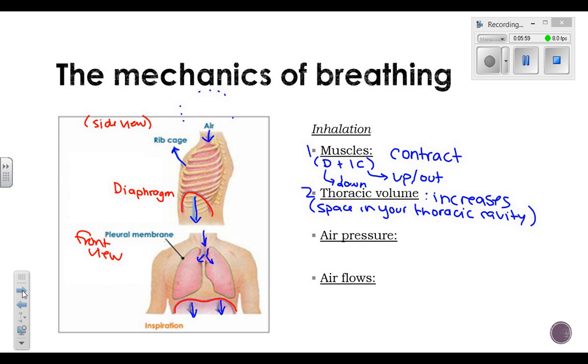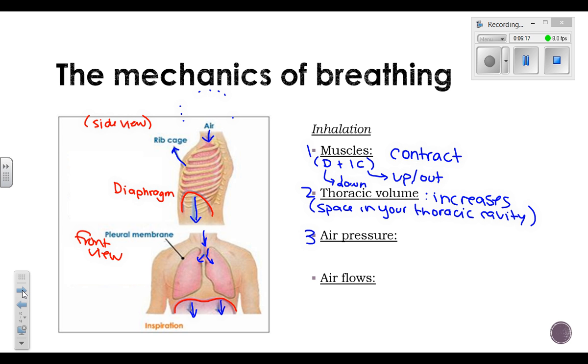And I'll show you when we do our little lab tomorrow, a little demonstration of a lung so that you can see what it looks like. But your lungs are basically determined, their size and their shape is determined by the pressure that's in your thoracic cavity.